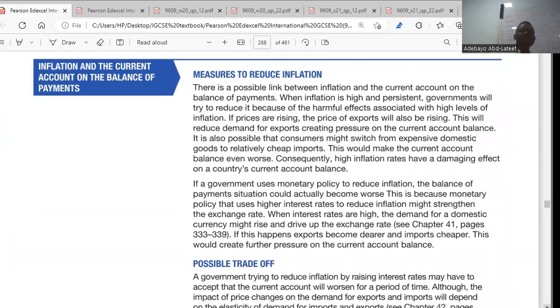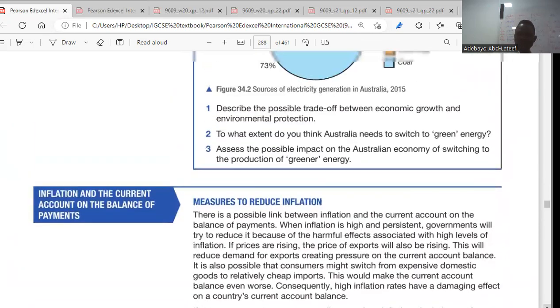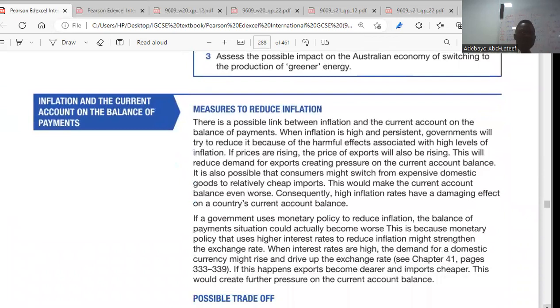Inflation and the current account on the balance of payments. Are you there? Yes. Are you there? Yeah. It said measures to reduce inflation. There's a possible link between inflation and the current account on the balance of payments.